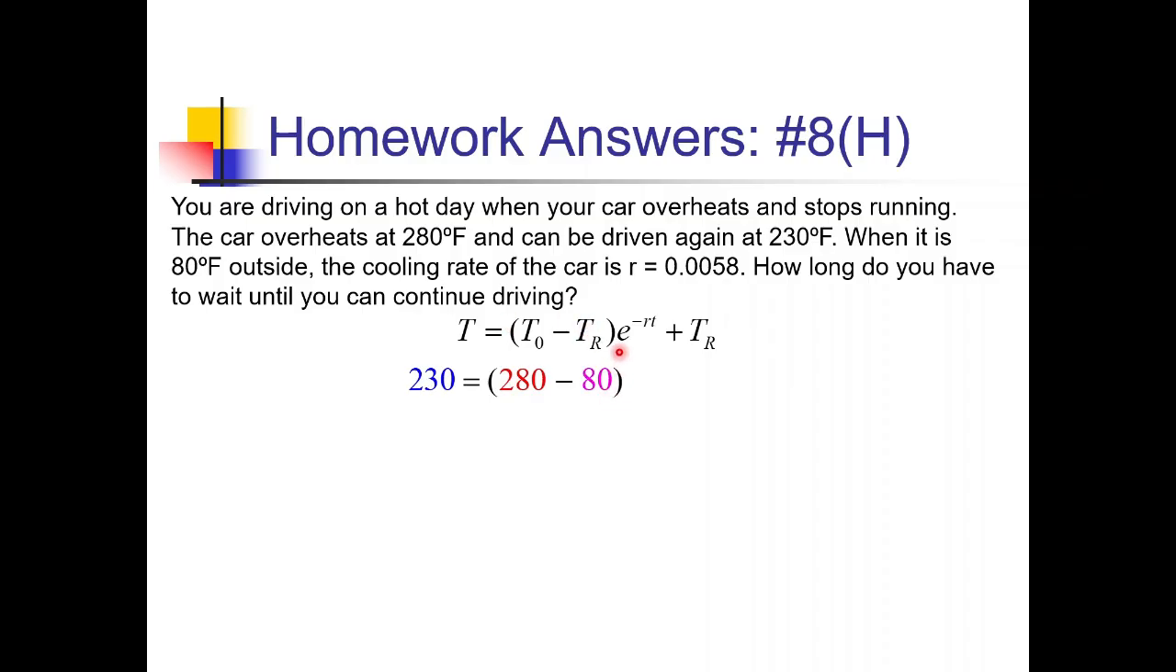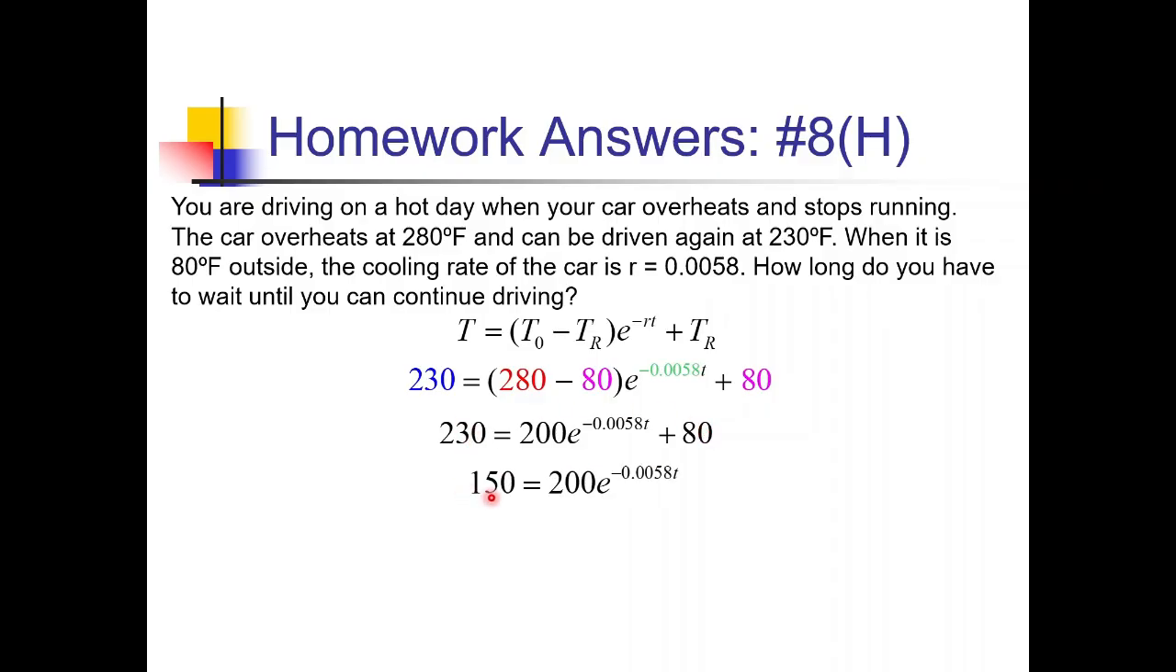And then we've got e to the negative. They gave r to us, 0.0058. And t is what we're actually solving for because they're asking how long. So we have e to the negative 0.0058t plus that outside temperature of 80. All right, so let's go through and solve for t now, that little t hidden in there. So I can subtract 80 from both sides. That gives me 150 over on the left side. And then 280 minus 80 here is going to give me 200.